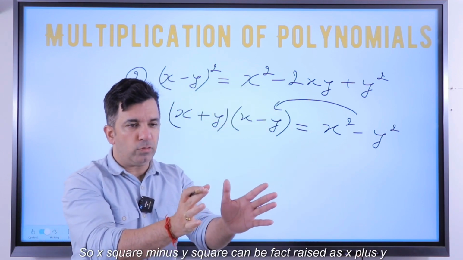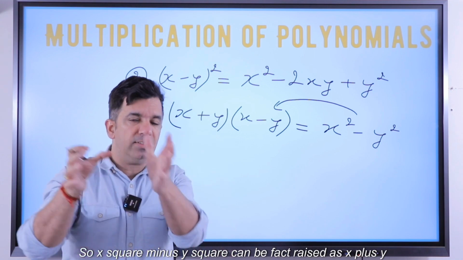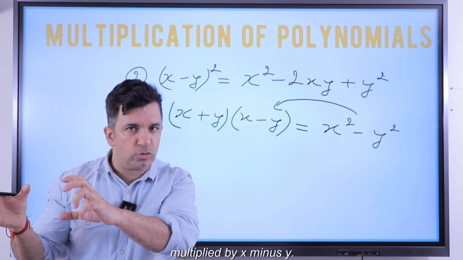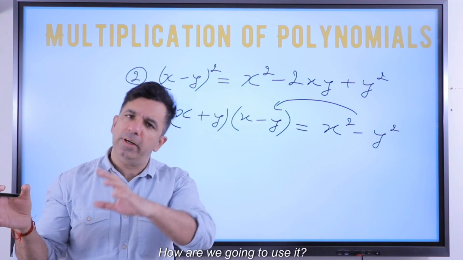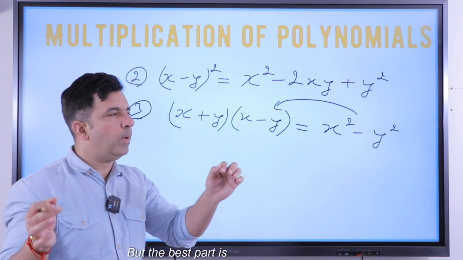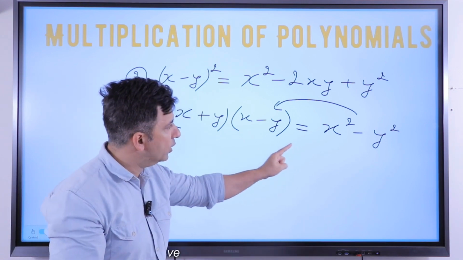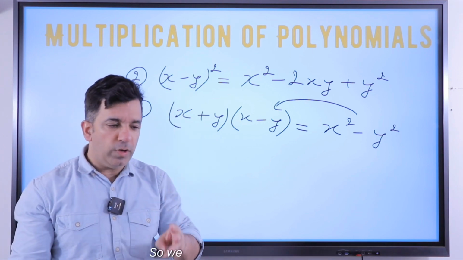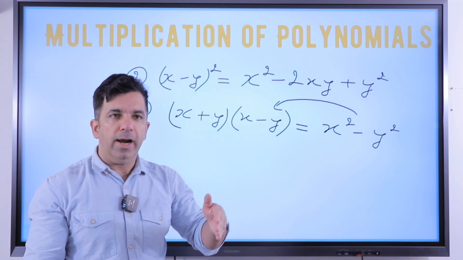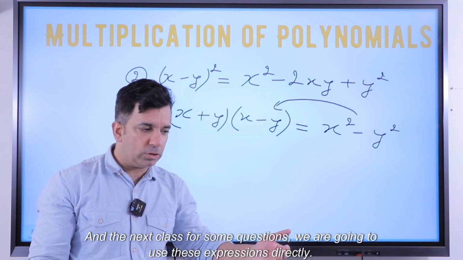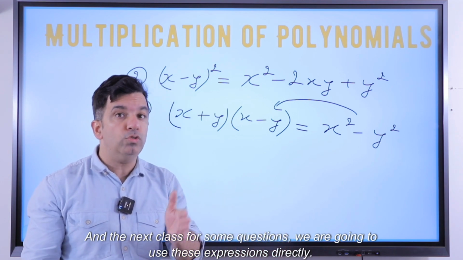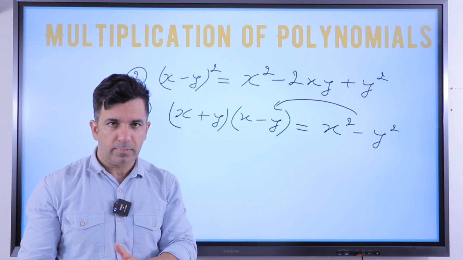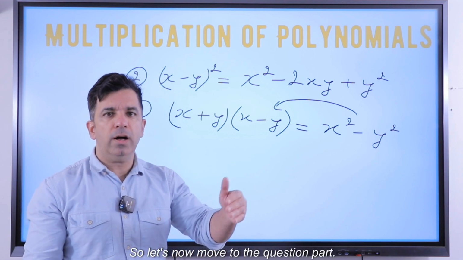So x square minus y square can be factorized as (x plus y) multiplied by (x minus y). How are we going to use it? It would also come. But the best part is that we are well versed with these three formulas which we have done right now. So in today's class, and in the next class for some questions, we are going to use these expressions directly. So let's now move to the question part.